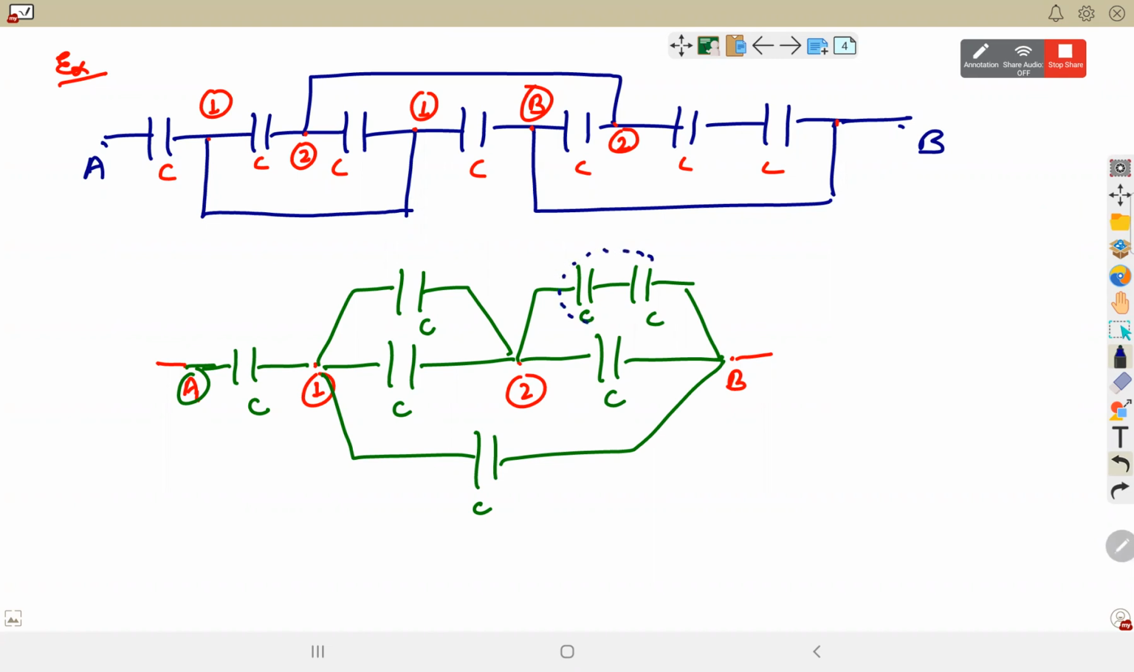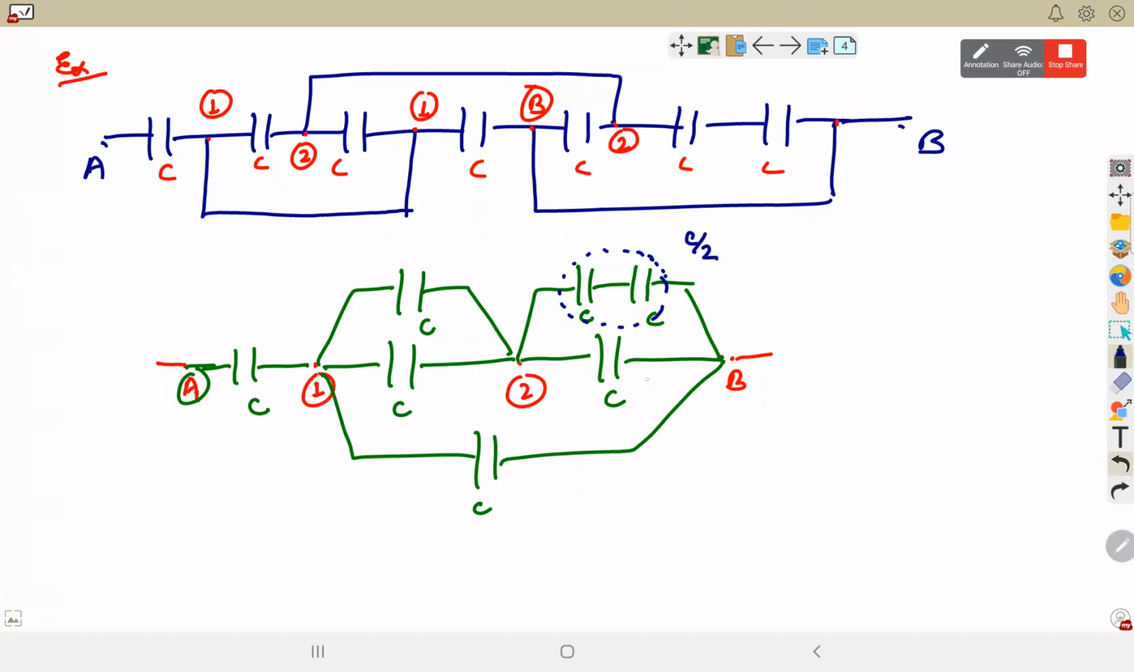C and C in series, how much? Okay, calculate with me. C and C in series, how much, Bharat? C and C in series, how much will it become? 2 divided by C is 1 by C equivalent. This is C by 2. 2 divided by C is not the value of C equivalent, it's 1 upon C equivalent.